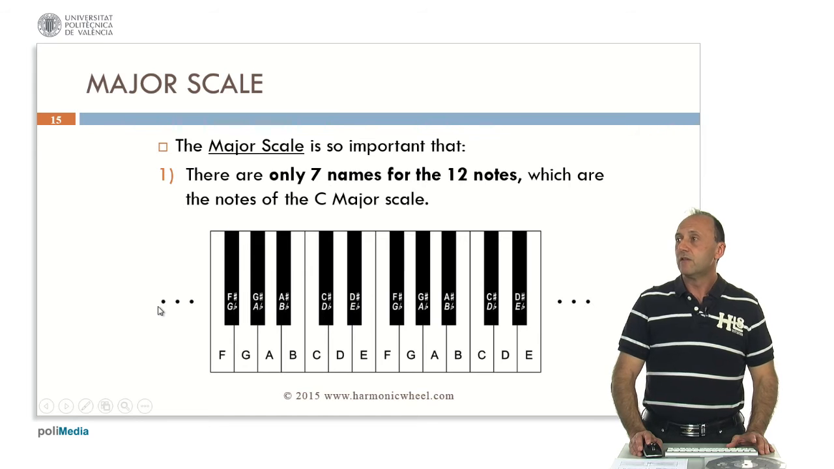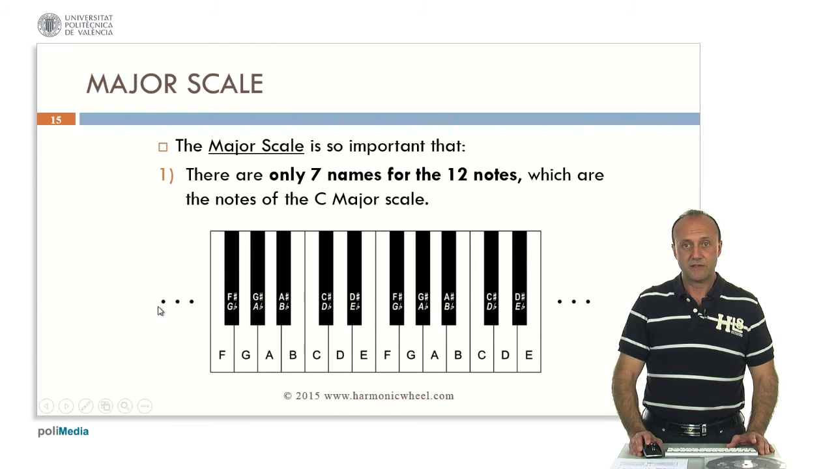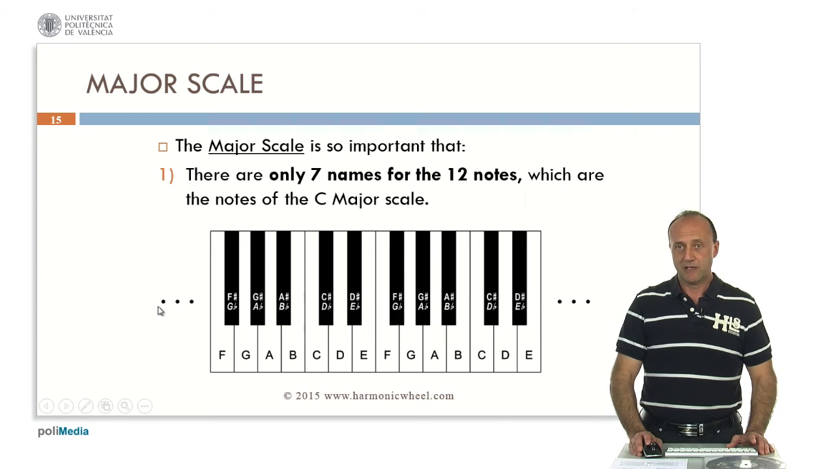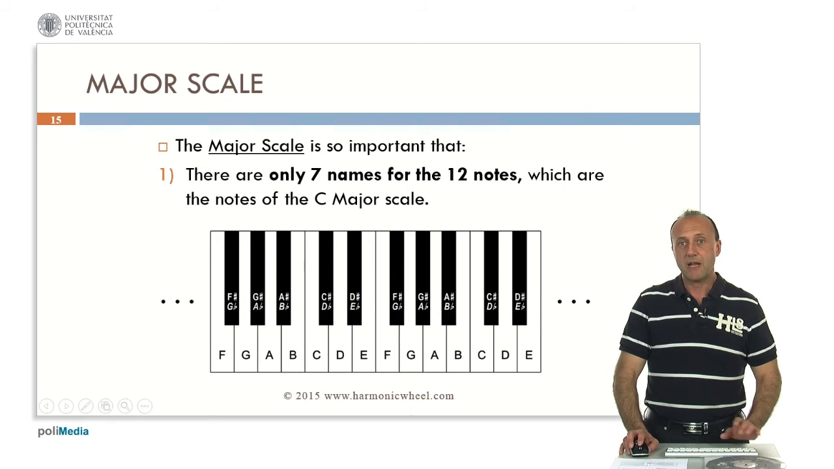The importance of the major scale is huge for many reasons. One of them is that there are only 7 names for the 12 notes, and the reason is that the major scale has 7 notes. These 7 names of the notes are those corresponding to the C major scale. Here we can see on the piano that the white keys correspond to the natural notes, those which have these 7 names, and the other 5 notes correspond to the black keys.